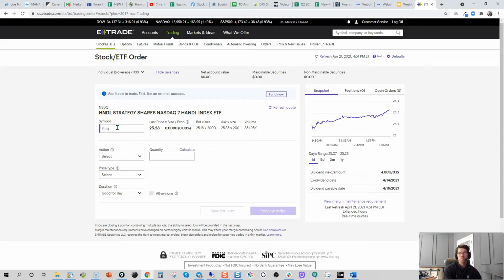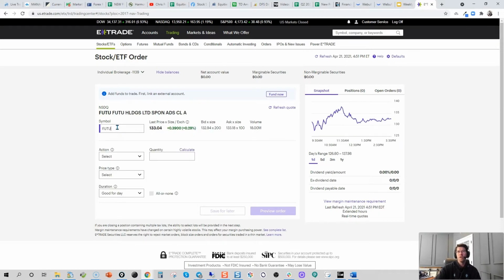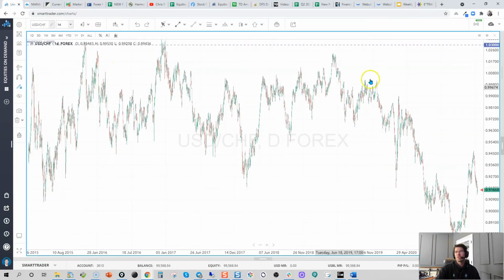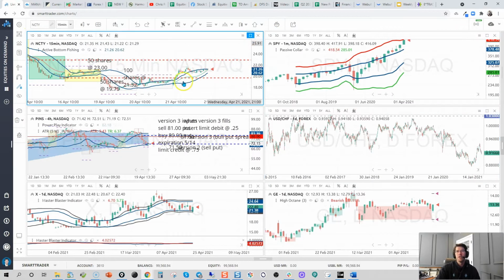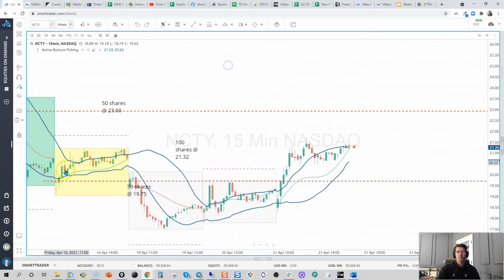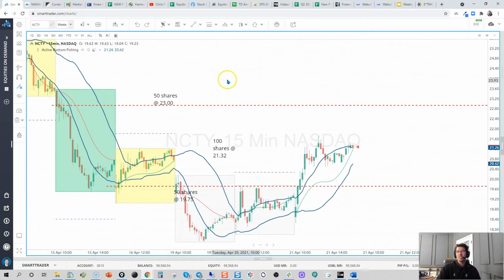We took a trade this morning on FUTU. So this all came about with a nice little pattern trade. So let me find this opportunity right here. I actually had a carryover trade from a couple of days ago. NCTY, I was in 100 shares, a couple of spots actually.